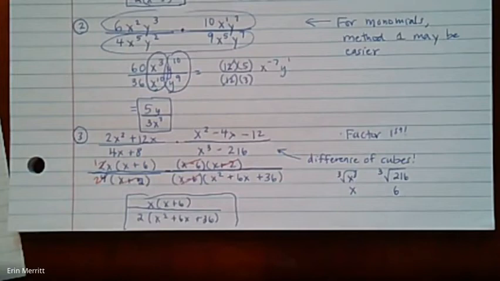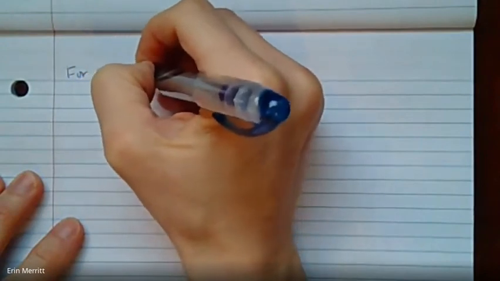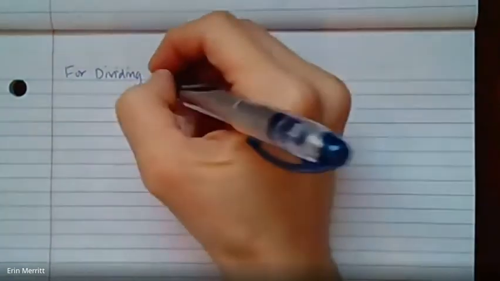The last thing we're going to do is quick talk about some dividing. So let me grab myself a new piece of paper. And we are only going to do a few quick examples with this. So for dividing, you have to remember one simple little rule here. Any division problem can be rewritten as a multiplication problem.